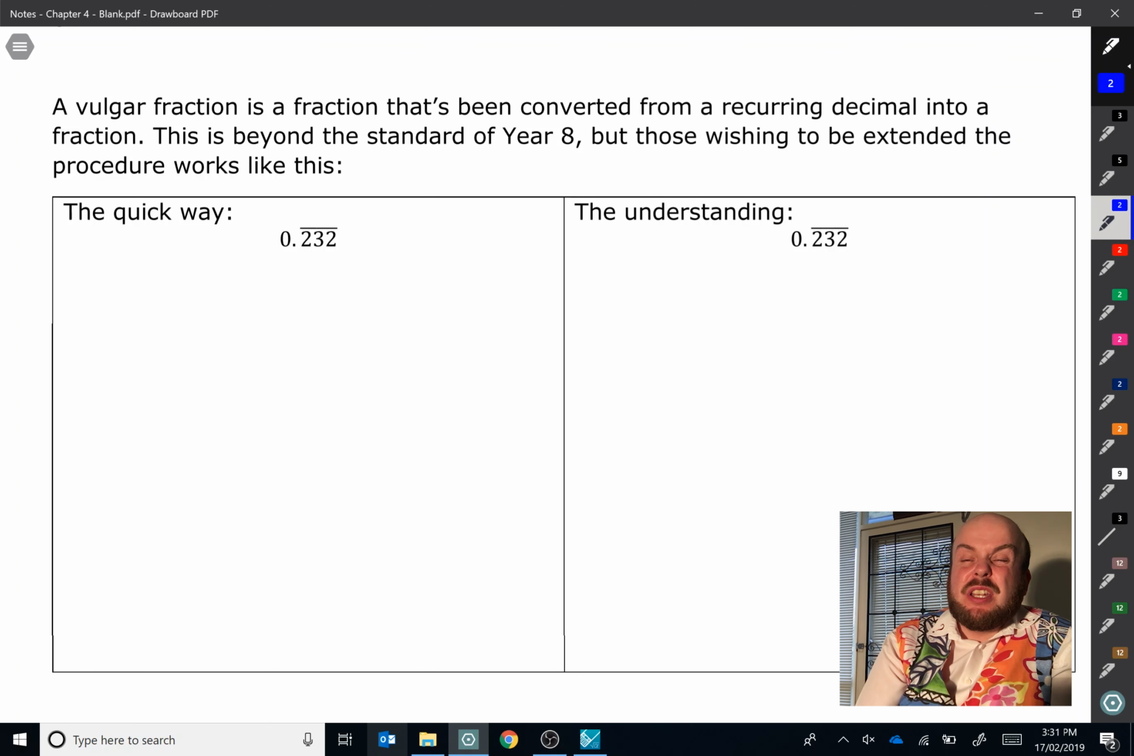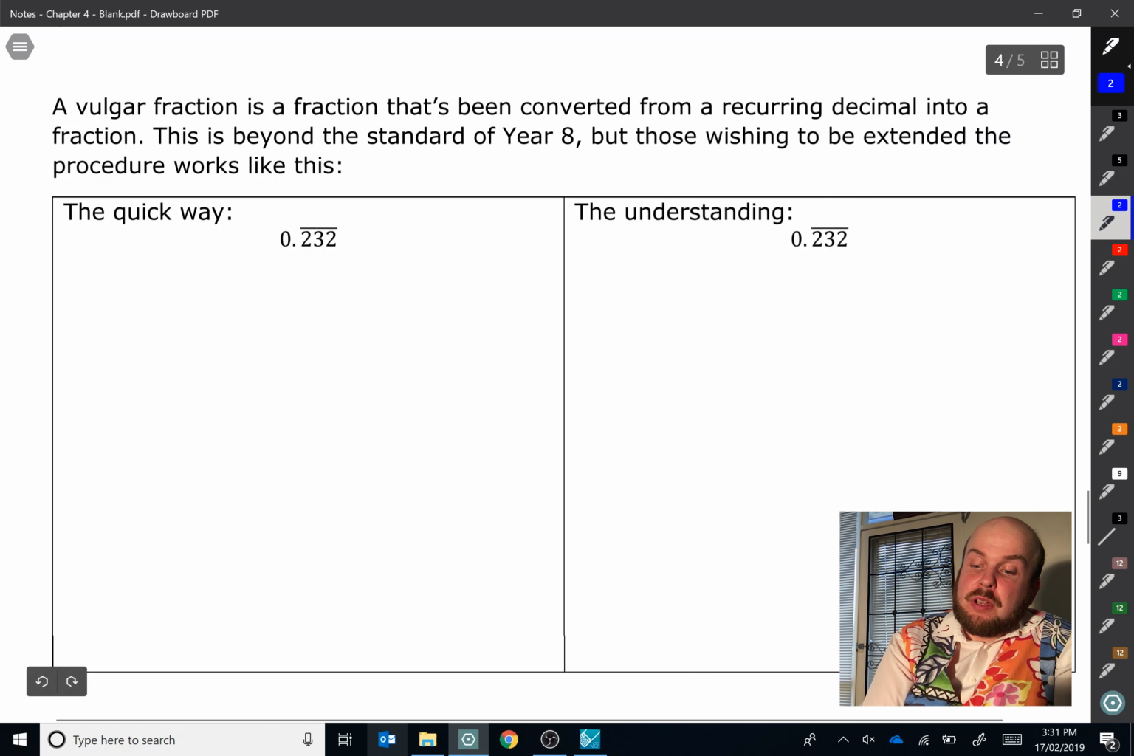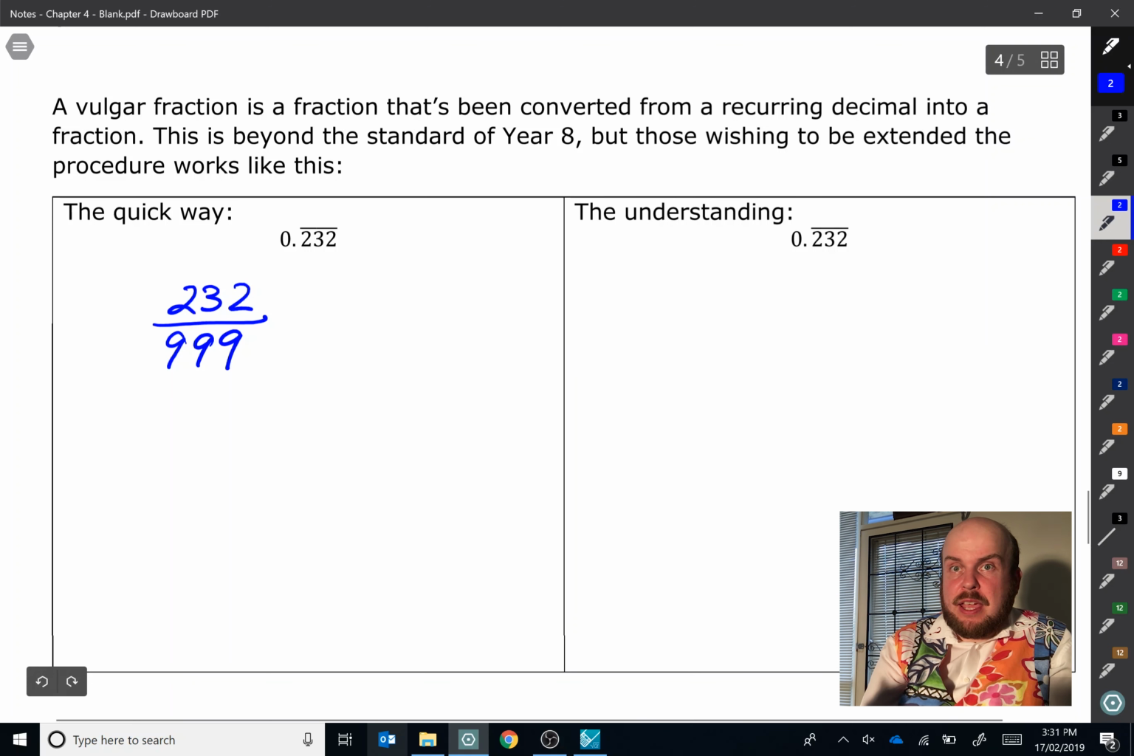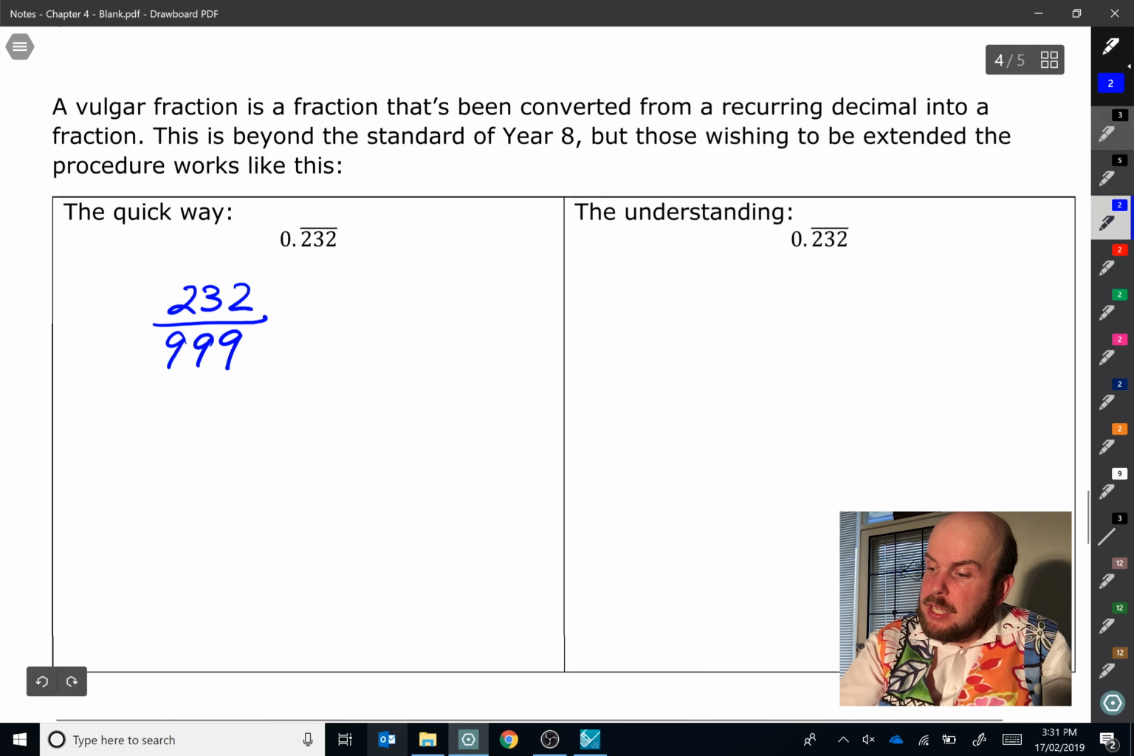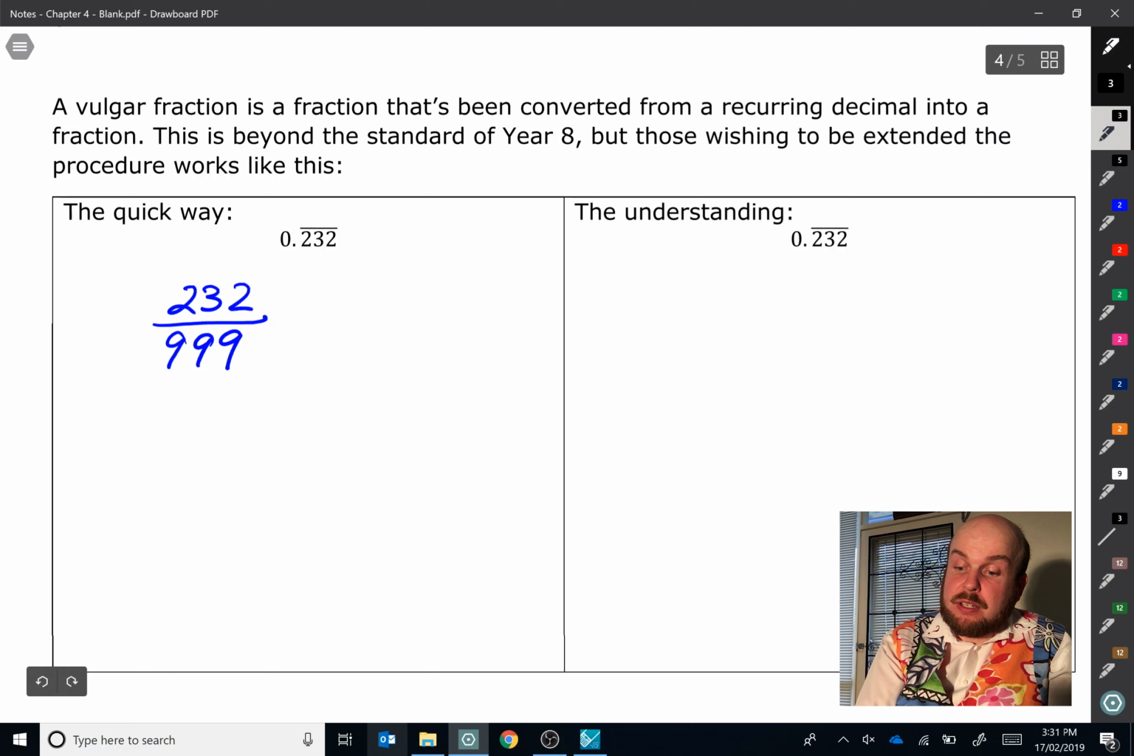For this one, I'm going to show you the quick way and then the understanding way of how it goes about. Essentially all we need to do is see how many digits there are, 232, and divide by the number of places there are, but instead of putting zeros, we put 9s. So it becomes 999. Then check to see if anything can be cancelled. So 232 divided by 999. No, nothing can be cancelled, so that would be the answer. That would literally be that.